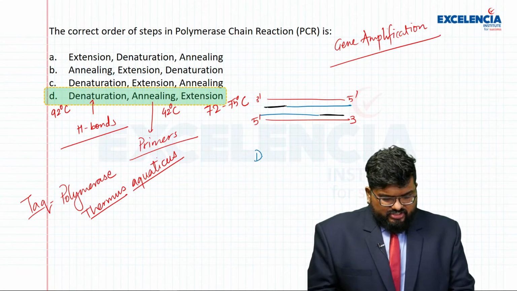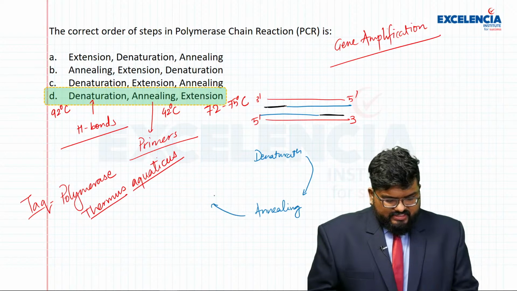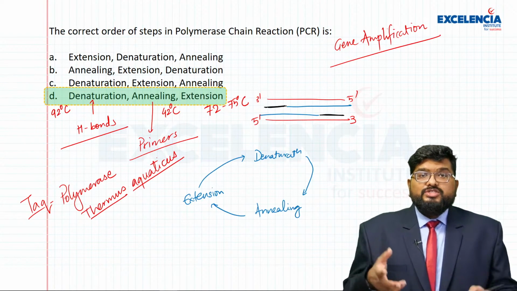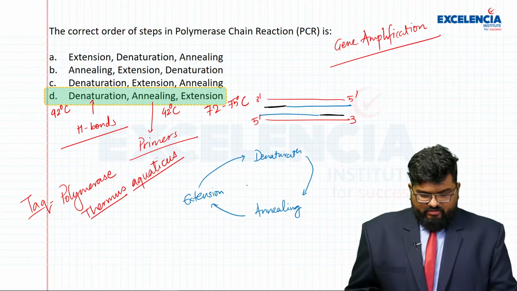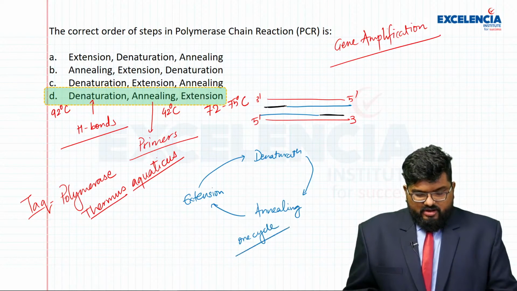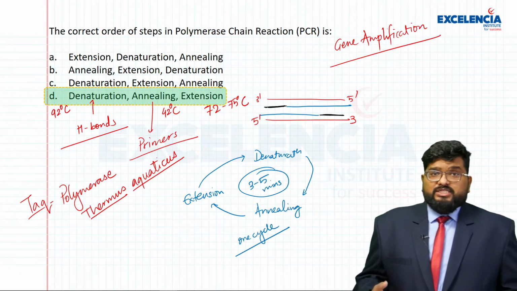So denaturation, annealing, and extension take place one after the other, and it constitutes one cycle of PCR. Okay, so this is one cycle of PCR. And this occurs for about 3 to 5 minutes. So one cycle of PCR takes about 3 to 5 minutes, right?